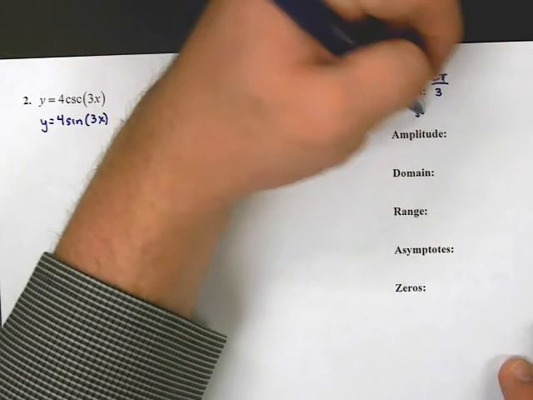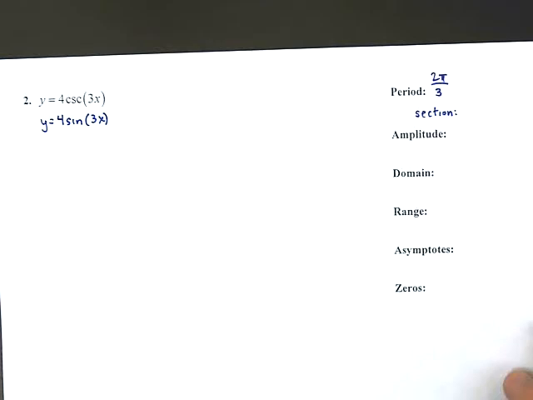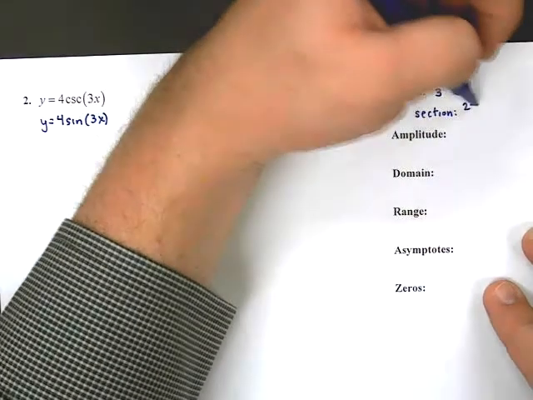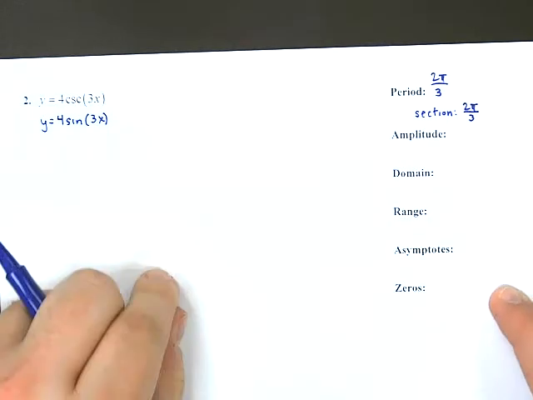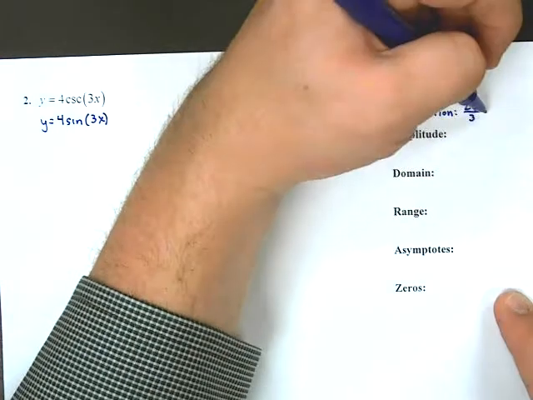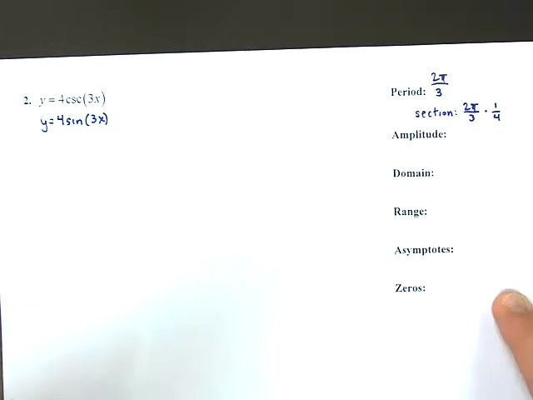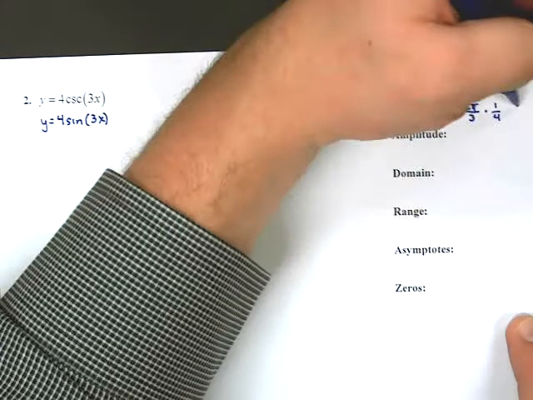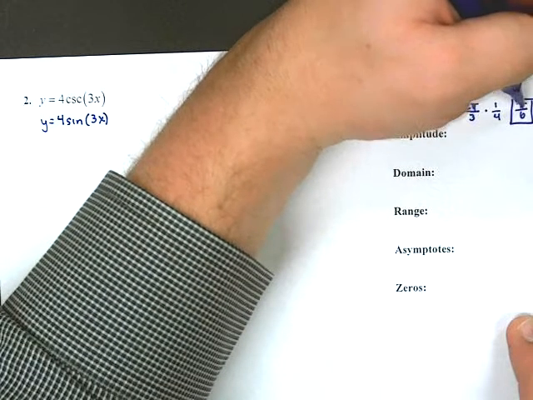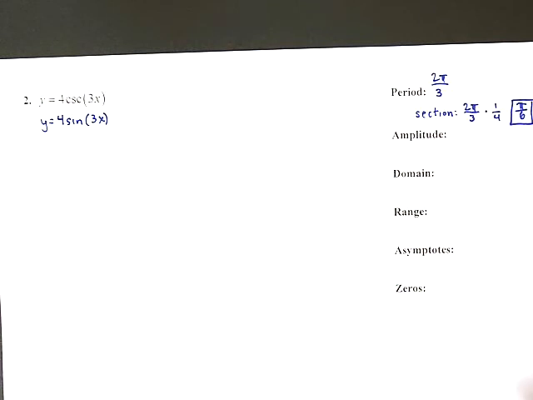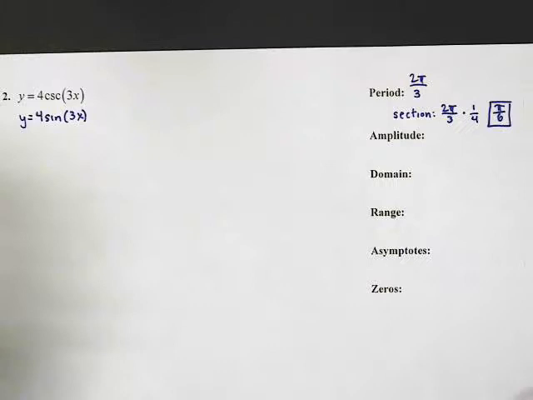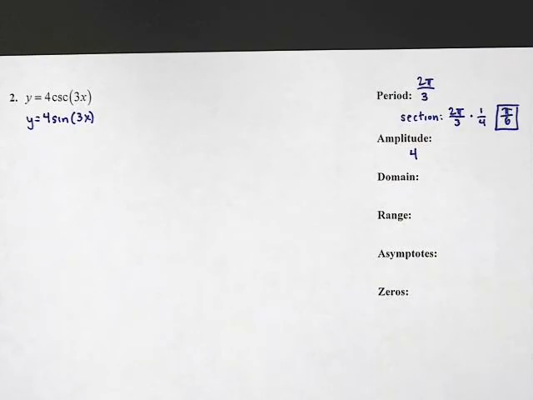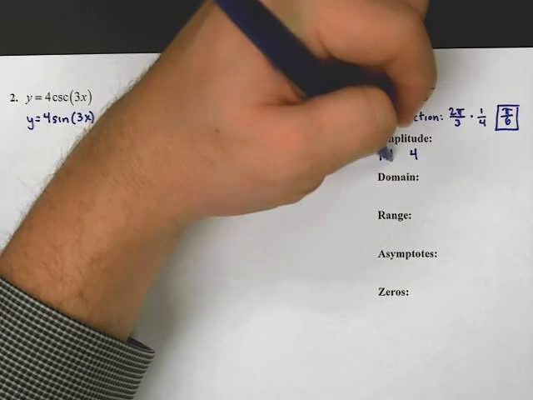Section is going to be a little tougher. Let's think about the section here. So section is going to be 2 pi over 3. But then I need to divide it by 4. So instead of dividing by 4, I'm going to multiply by its reciprocal, by 1/4. And let's see here. So 2 pi over 12. Oh, that's just pi over 6. All right, pi over 6 is my section then. Amplitude, hopefully you agree with me, is just my a value, or 4. If you want to be super exact, you can put absolute value of a is equal to 4.